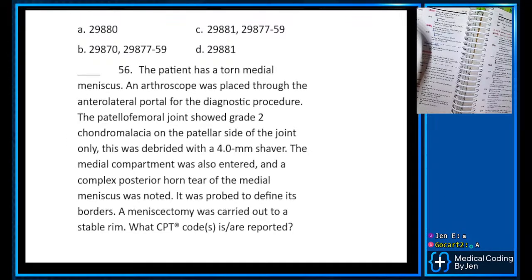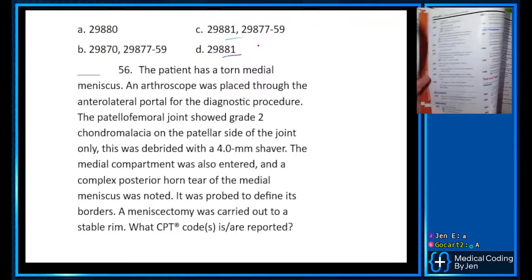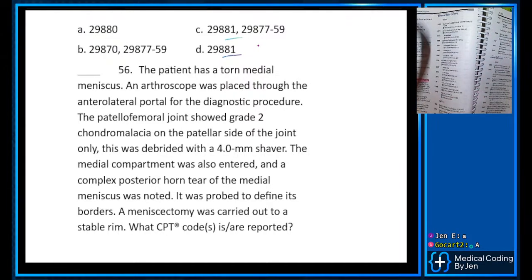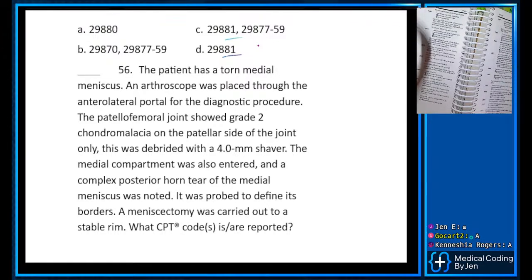All right, what do you guys think about this one? We've got 2 of them that start off with the same answer. We've got the 81. What's going on with that code? 298, 29881. Those 2 codes are the hardest. The 80 and the 81 are the worst 2 sets of codes in the whole musculoskeletal section. And versus or.